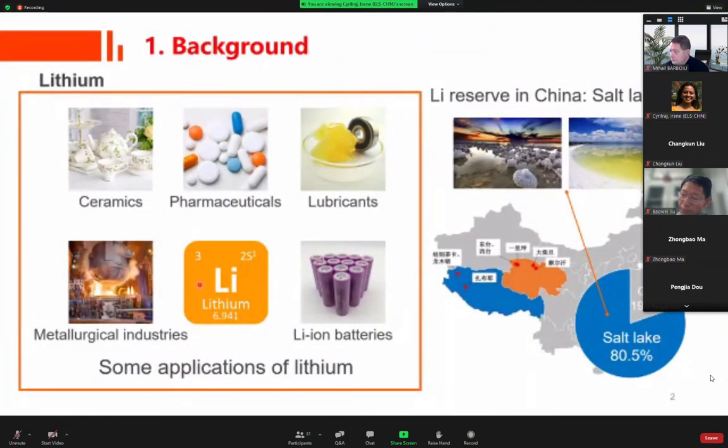Lithium is an important element. It has many applications such as ceramics, pharmaceuticals, lubricants, metallurgical industries, and particularly lithium-ion batteries. Most of the exploitable lithium reserve worldwide is present in solid brines, particularly in China. In China, extraction of lithium from solid brines has become the key lithium supply.